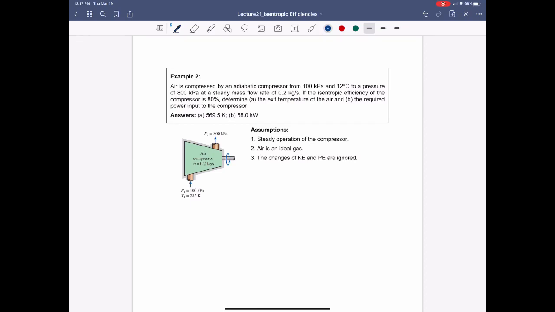Let's try to solve example 2. Okay, again, please read this example statement. Now, let's try to read it together, and I'm gonna again mark important words to explain how to tackle this problem. So now we have an air that is compressed by an adiabatic compressor.